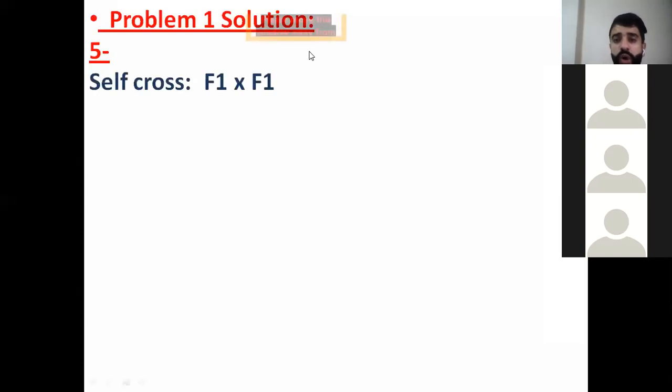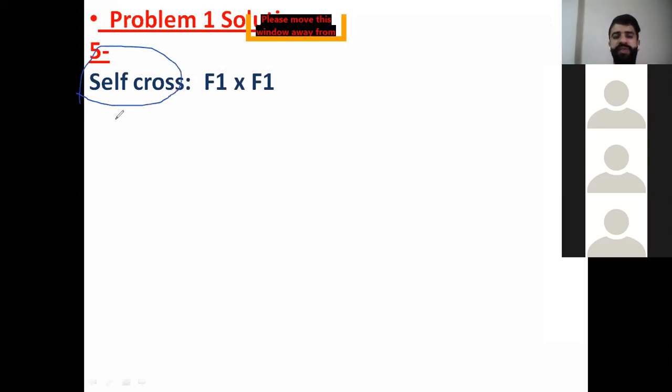Sarah Khalifi, what do you think? What do we call this cross when we cross F1 with F1? Self-cross. Very good. When we cross F1 with F1, this is called the self cross. Thank you, Sarah. So here, let's try this together. F1 with F1, we are doing a self cross since we are crossing F1 with itself.